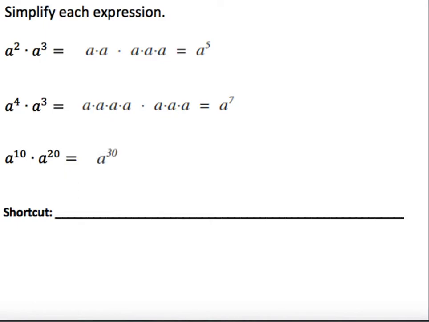You should get a to the power of 30. If you have 10 a's and then another 20, you may have realized there's a shortcut. That's 30 a's total. In other words, you just add the exponents, the powers, if the bases match.